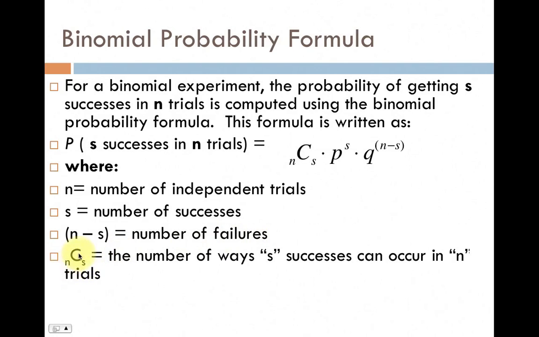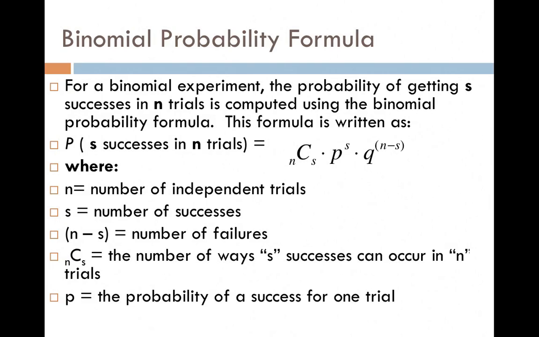N C S is a mathematical notation for a combination, and what it gives us is the number of ways S successes can occur in N trials. We are going to bypass this formula. We're going to use our calculator, the TI-84.